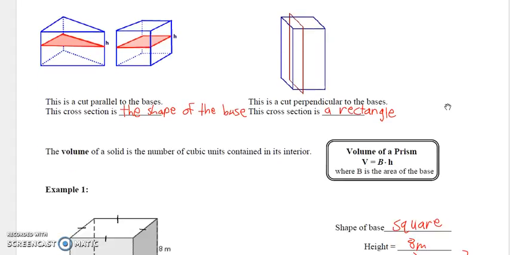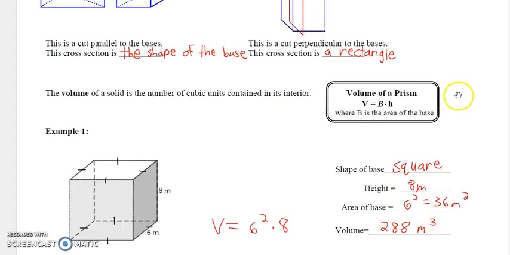The volume of a prism is the area of the base times the height. That is exactly the same as it was when we did cylinder. It's just that for a cylinder, the base is always a circle, so we did pi r squared times h.